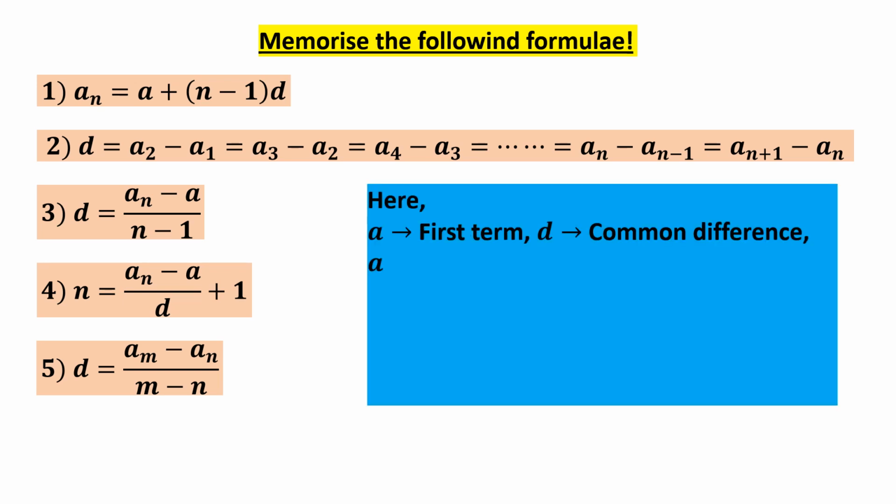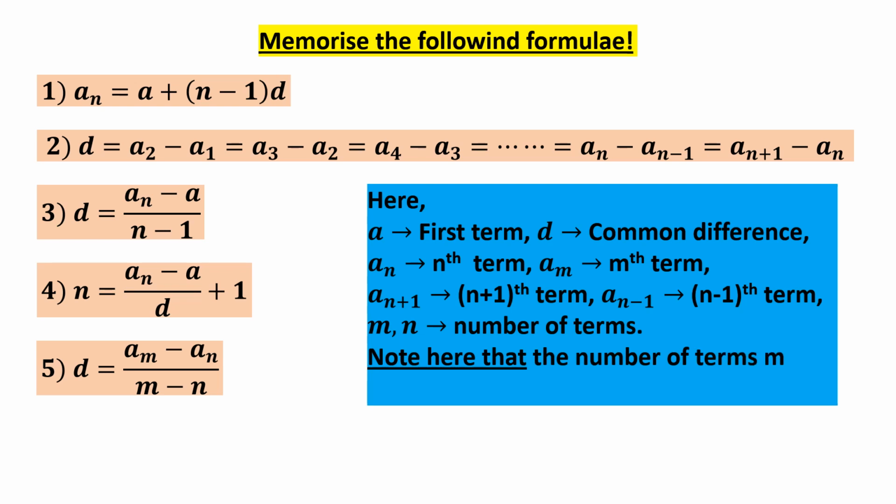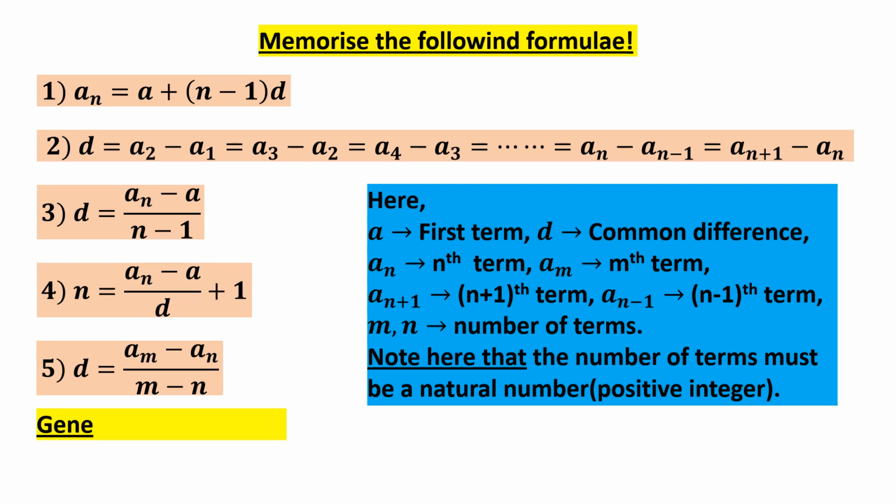Here, a is the first term, d is the common difference, an is the nth term, am is the mth term, an plus 1 is the n plus 1th term, an minus 1 is the n minus 1th term. m and n denote the number of terms. Also note here that the number of terms must be a natural number or a positive integer. We say first term, second term, fifth term, sixth term. We don't say minus 1th term, minus 2th term, etc.